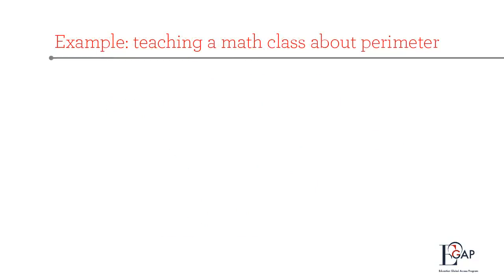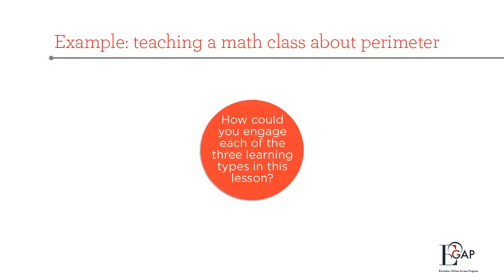Let's look at a hypothetical lesson. Pretend you are preparing to teach a math class how to find the perimeter of different shapes. How could you engage each of the three learning types in this lesson? Pause the video and try to think of your own examples. When you are ready to continue, press play.